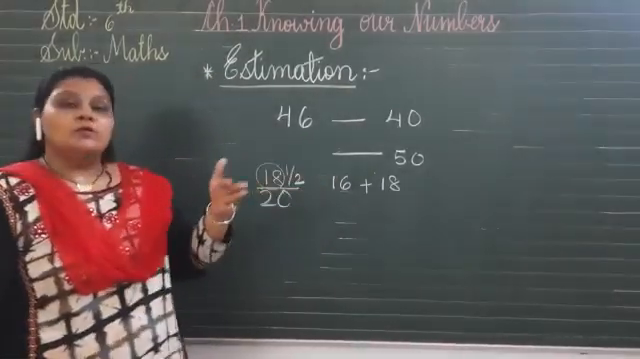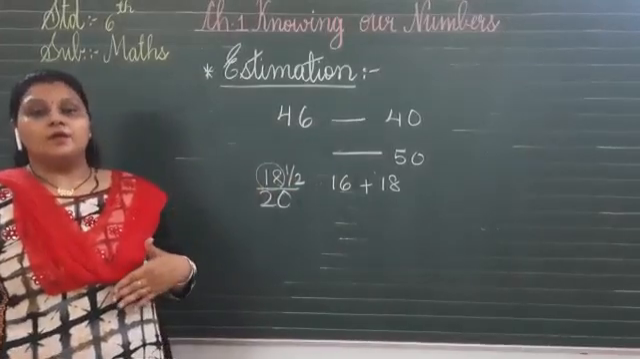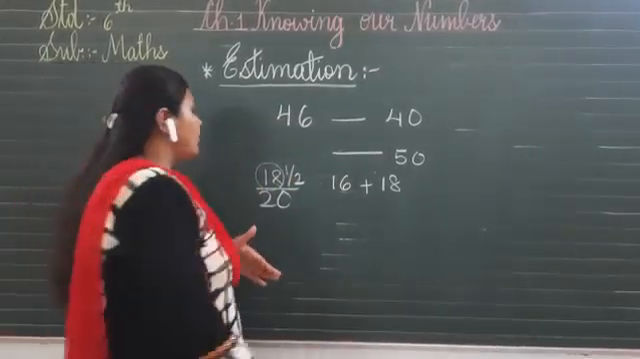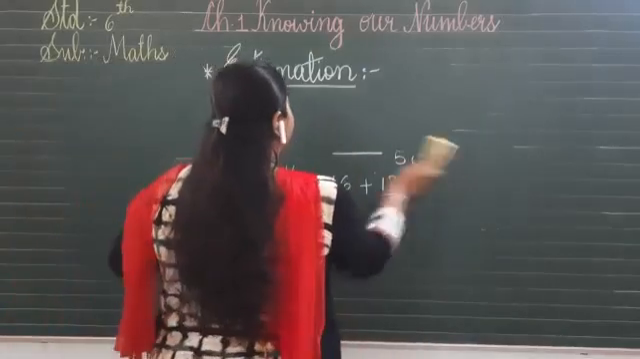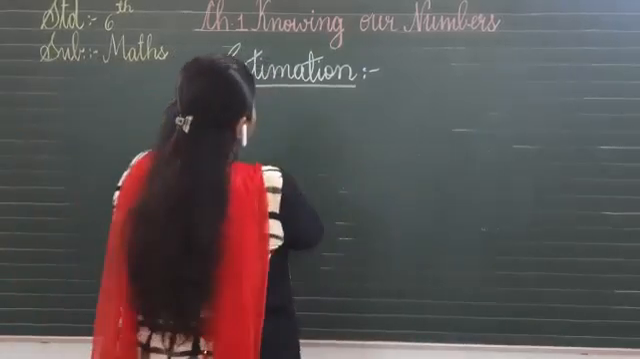Now how to round off the given number? To round off numbers, we will take different examples. Suppose you are given 2 digits.